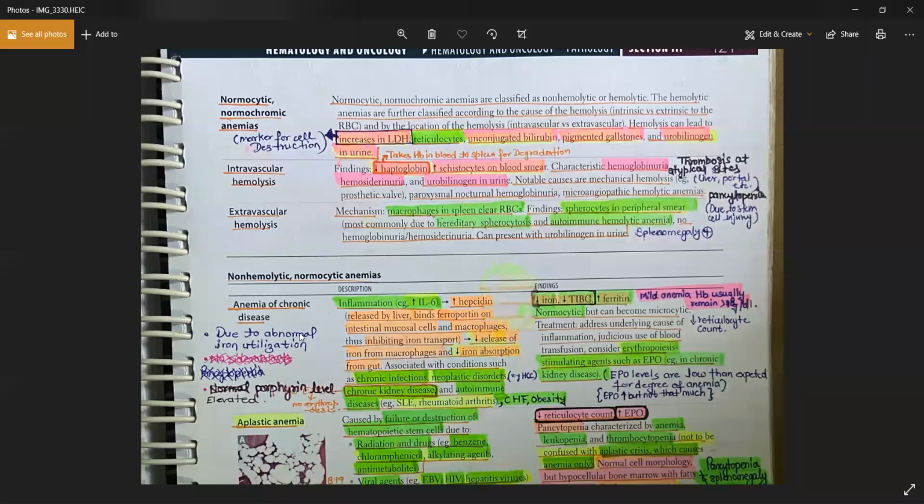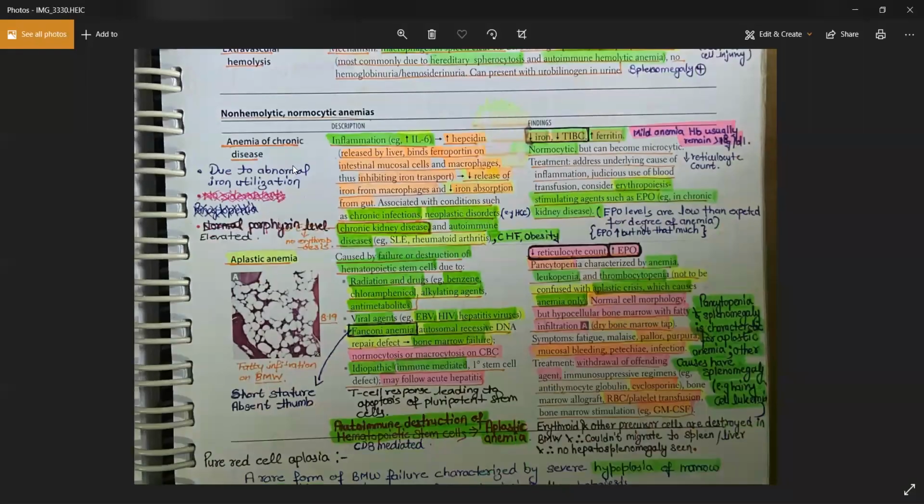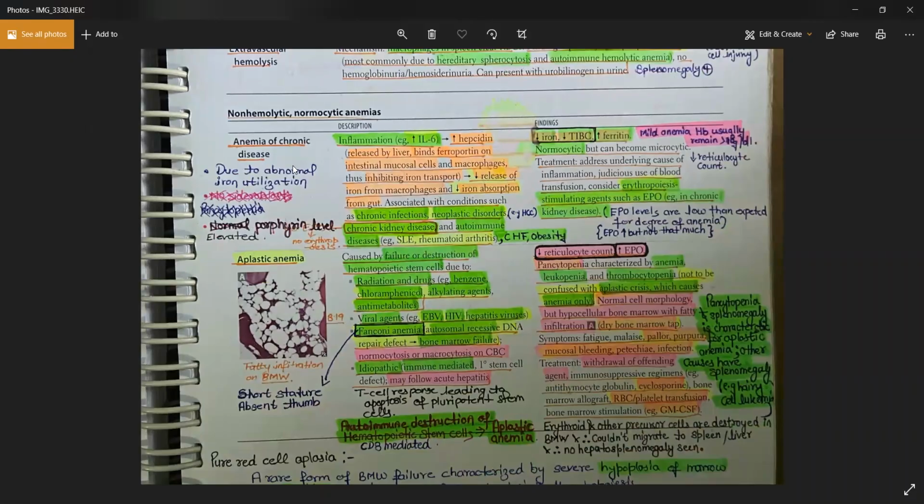Okay. So let's discuss the non-hemolytic causes of the normocytic anemias. The first one is, and in all these causes, your bone marrow is kind of not responding. Again, you will have the low reticulocyte count in these disorders. Okay. First comes the anemia of chronic disease.